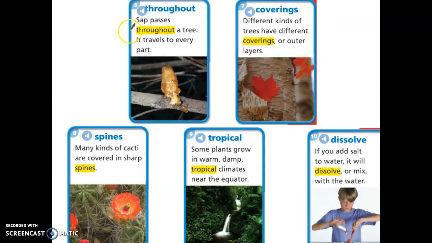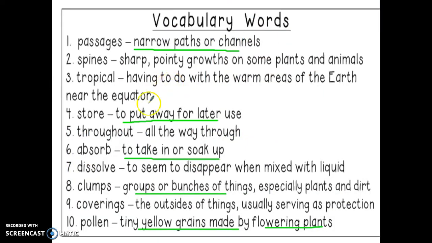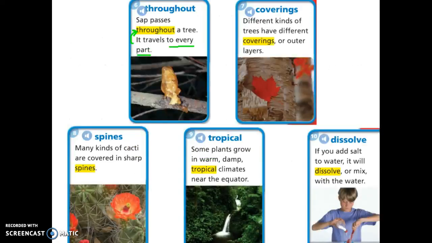Throughout. Sap passes throughout a tree. It travels to every part. So when I see to every part there, that makes me think throughout means going to every part. There's my context clues. Throughout in our list: all the way through, or throughout every part, just like we saw in our context clues.